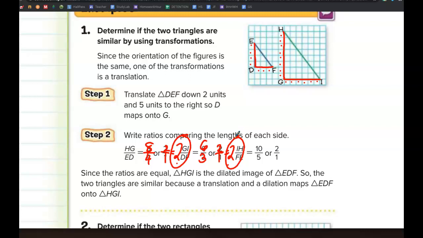So what should I do first? I would translate. We're going to translate to the right how many units? 1, 2, 3, 4, 5. And does that get D and G matching there? Not matching. So what do I have to do after I translate to the right 5? Down 2. Then you can dilate using your scale factor of 2. That make sense? Questions? Okay, let's go down and look at the second example.